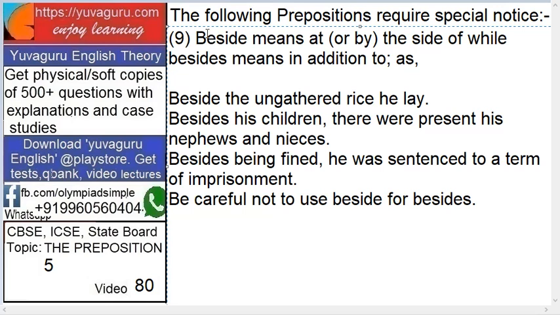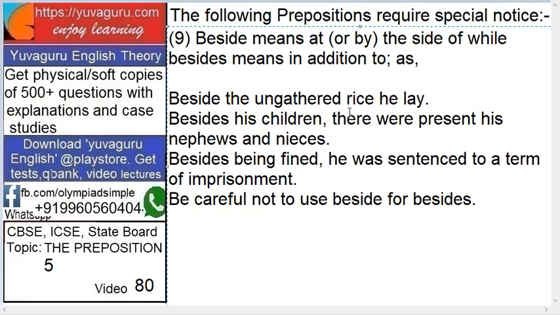Now two very important words, beside and besides. Beside means at the side of, means I am standing beside a wall, means I am standing at the side of the wall. And besides means in addition to. Remember, if you add s, the meaning changes. In addition to. Beside the ungathered rice he lay, right? So he was lying beside the ungathered rice, means at the side of the rice.